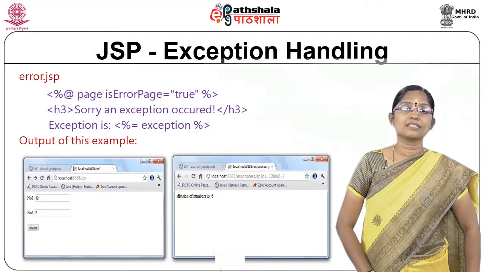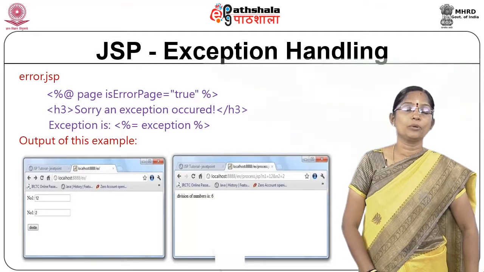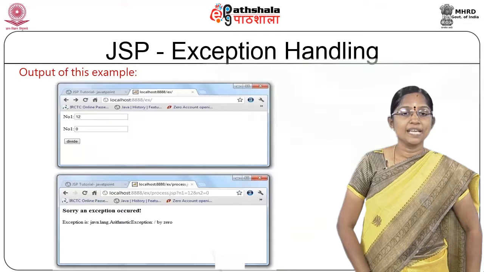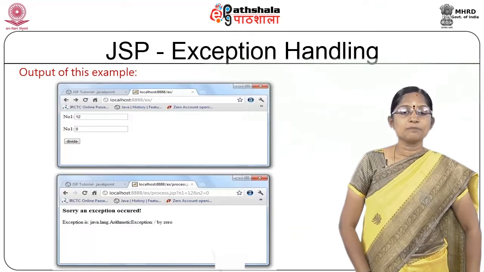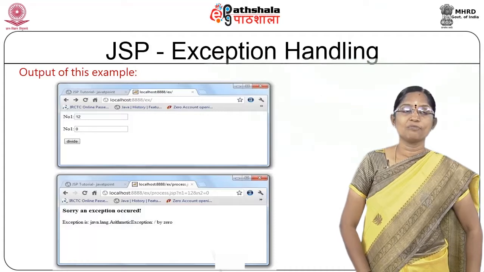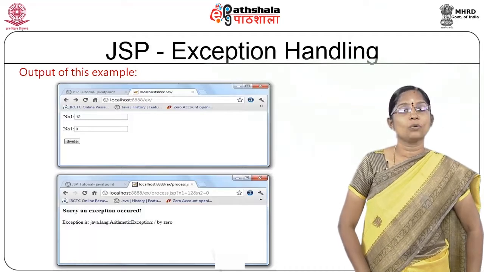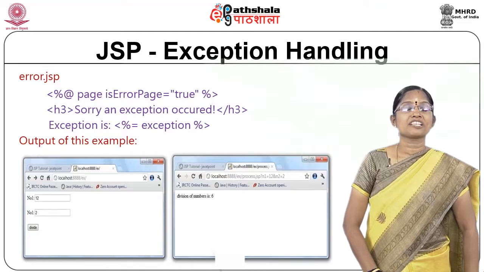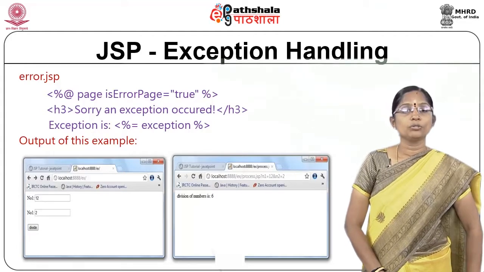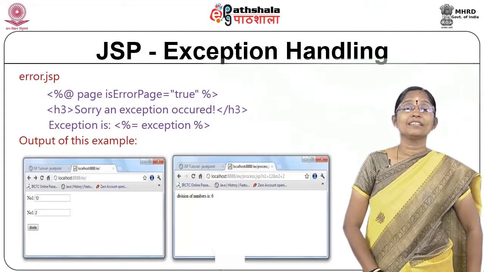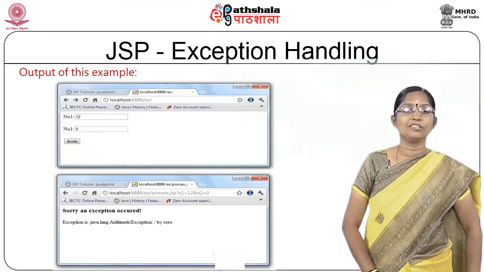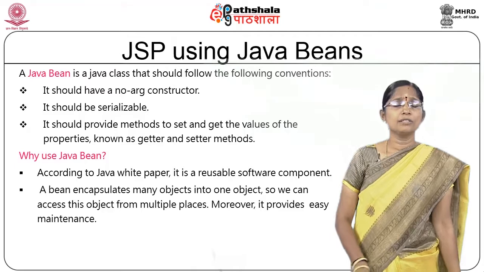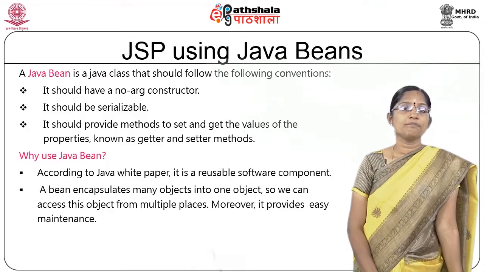Apart from that, there is a scriptlet saying percentage equal to exception, which shows that the exception type is java.lang.ArithmeticException, which is nothing but a divide by 0 exception. So this kind of exception has been shown to the user because we have included it in a scriptlet expression. That is why this has been displayed here. Now let us look at how this JSP can be included.